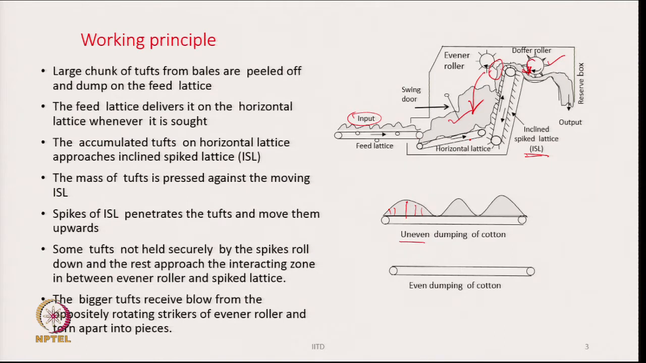So, a better approach is to have a situation like this, where this unevenness is much less. So, we have to ensure that if we are dumping material on the feed lattice, the height of the material on the feed lattice is as uniform as possible. Something like this is not really good, whereas the one shown at the bottom is the right way of dumping.